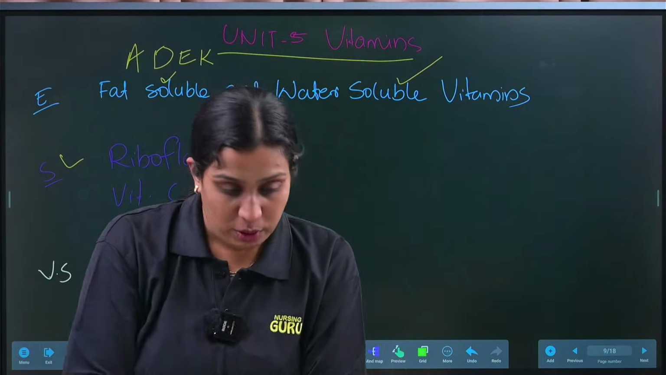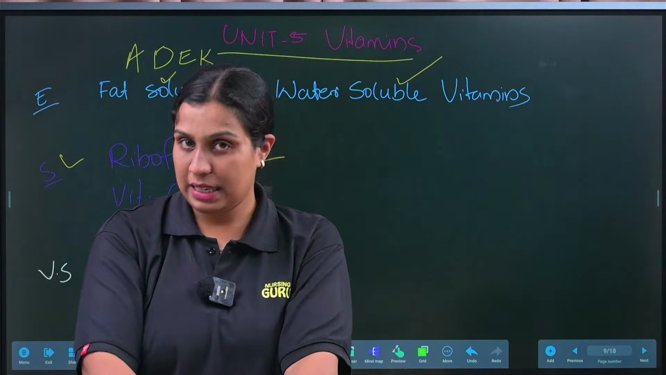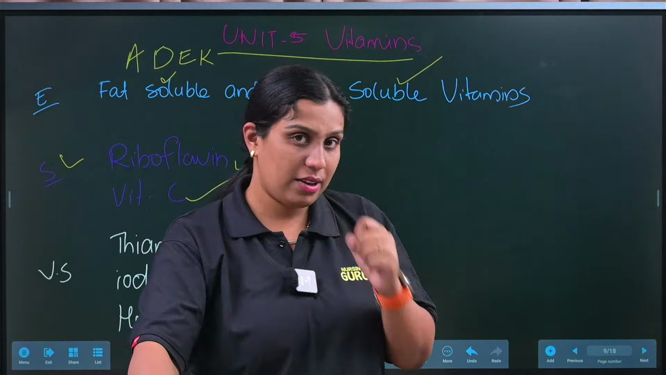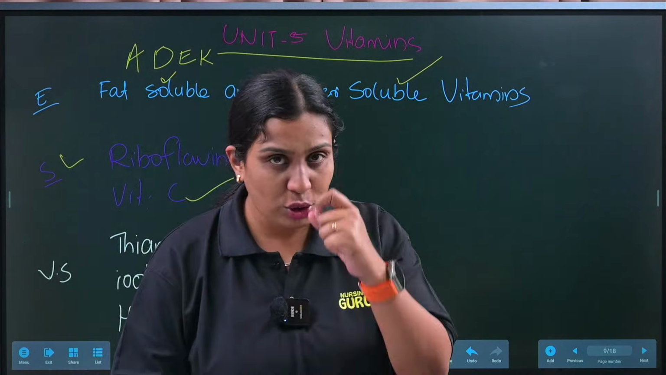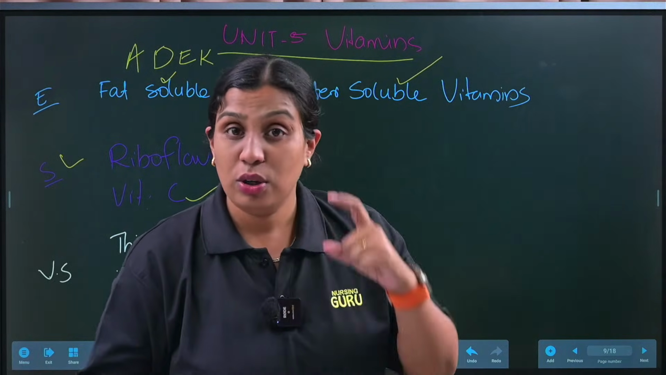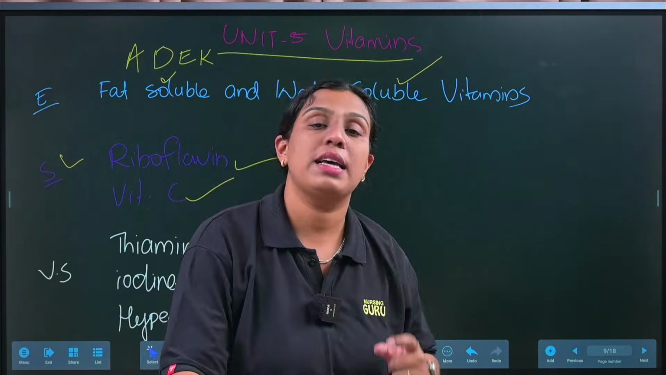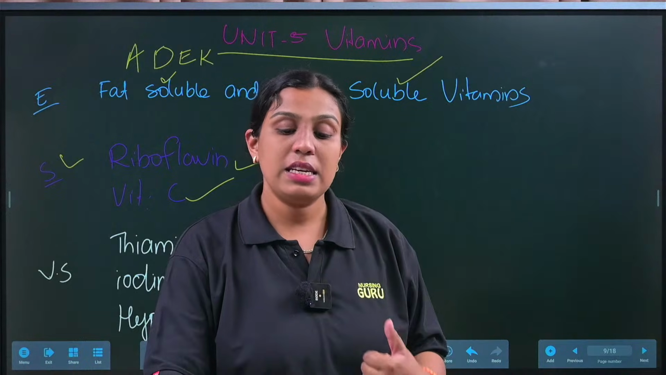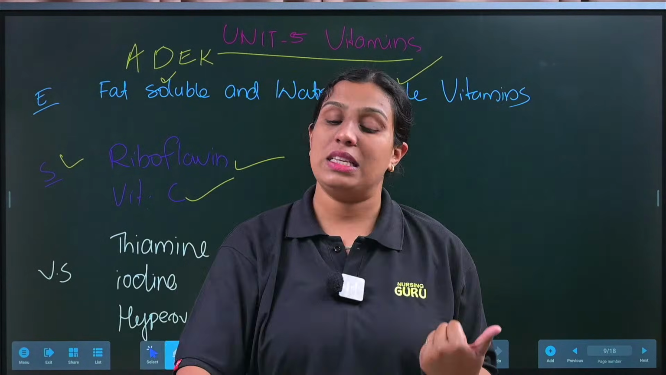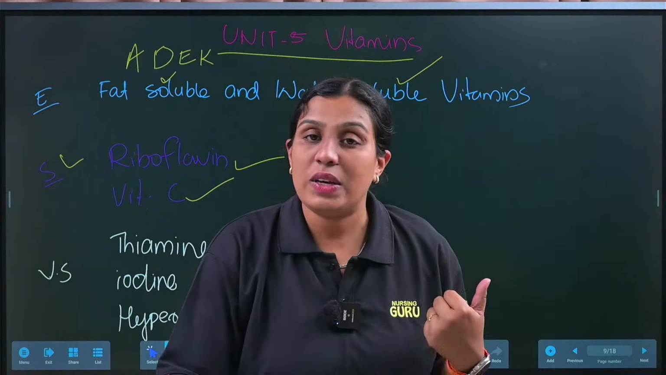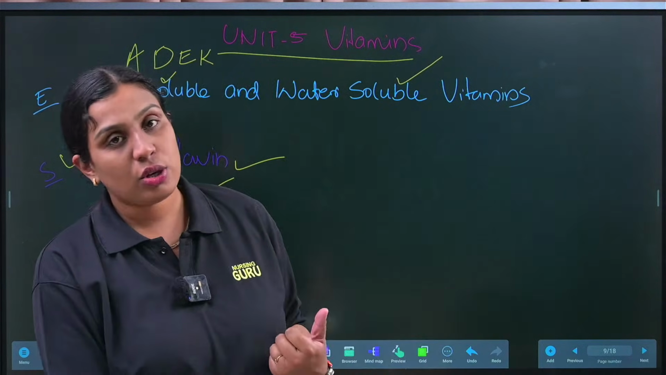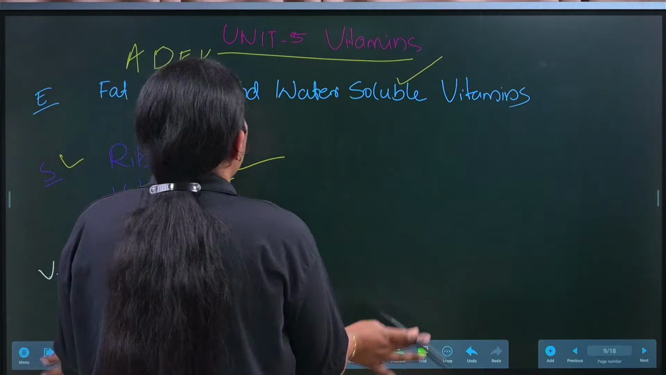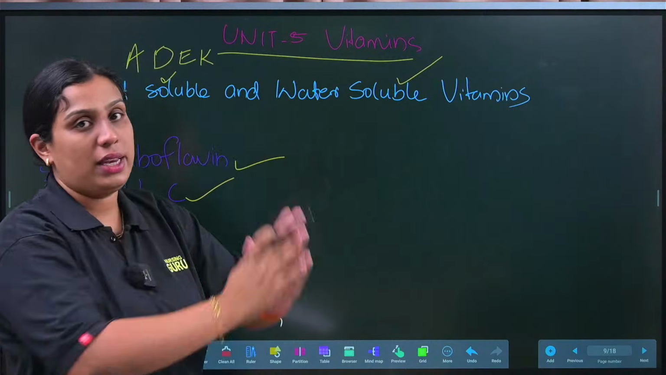Okay, hypervitaminosis is a condition of abnormally high storage levels of vitamins, which can lead to toxic symptoms. That is known as hypervitaminosis. Again, I will tell the definition: it is a condition of abnormally high storage levels of vitamins, which can lead to toxic symptoms. Clear? Okay, so these are the things we can expect from the area of unit 5, vitamin.